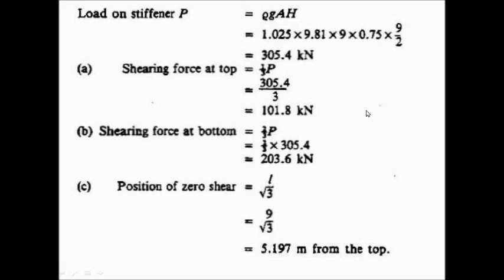If you want to see the answers, the shear force at the top is 101.8 kilonewton. Shear force at the bottom will be double that, that will be 203.6 kilonewton. And the position of the zero shear is L upon root 3, that is 5.197 meter from the top. This is a very important thing. If you are not mentioning this, there is no use of the answer.